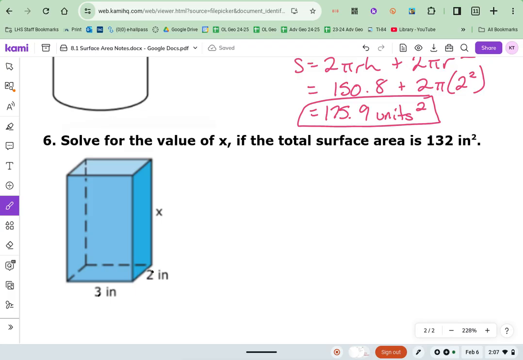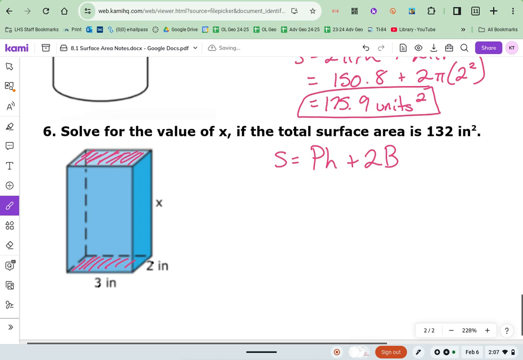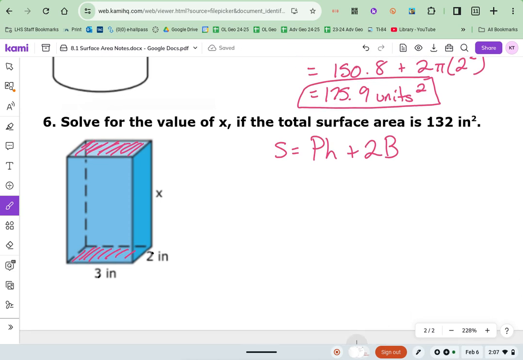In this case, we're working with a rectangular prism. So the formula for that would be perimeter times height plus 2 times area of the base. And we can let the bottom rectangle and the top rectangle be the bases for our shape. Over to the side, I'm going to work out what our perimeter and our base are going to be. So perimeter is going to be 3 plus 2 plus 3 plus 2, or 10. That's all the sides of the base rectangle added together.